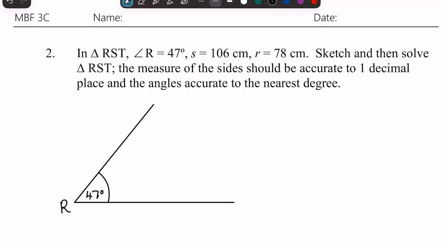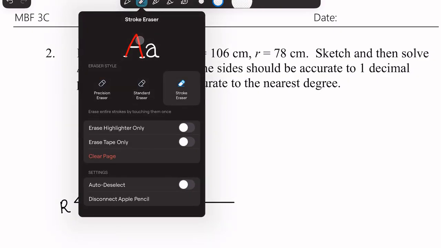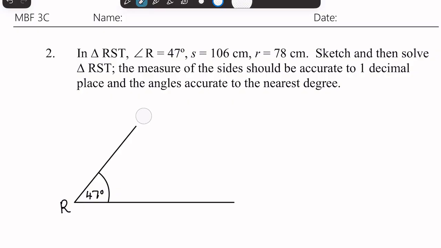Then we have S and R. R is 78 and S is 106. Oh gosh, I don't know. Let's see. I'm just going to erase this bit a little bit here, because I want to engineer it so that my side length R is 78 and side length S is 106.